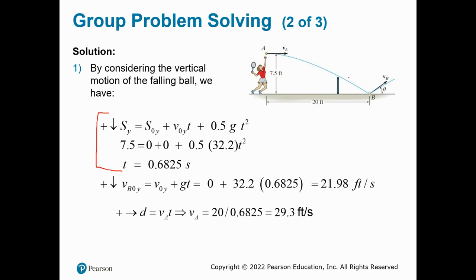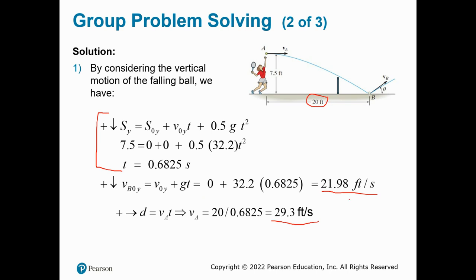Vertically, initially the vertical velocity is 0. If I know the time, I can figure out the velocity in the vertical direction. Okay. And then the horizontal distance, the range, is 20 feet. And I know it took 0.6825 seconds. I know how much time it takes, so I can use that to calculate the horizontal velocity.